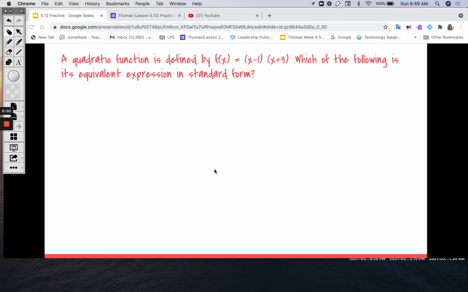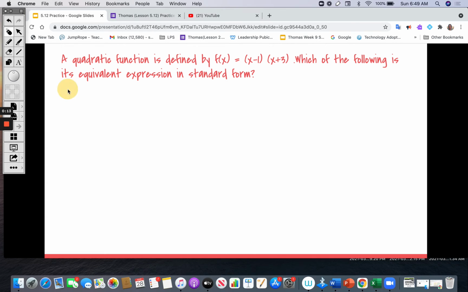Right, so this question says a quadratic function is defined by f of x is equal to (x minus 1) times (x plus 3). Which of the following is its equivalent expression in standard form? So here are the expressions that we're seeing. We're also asked to find the x-intercepts of this function, find the y-intercept, and then also say whether we think the function is going to open up or down when graphed.